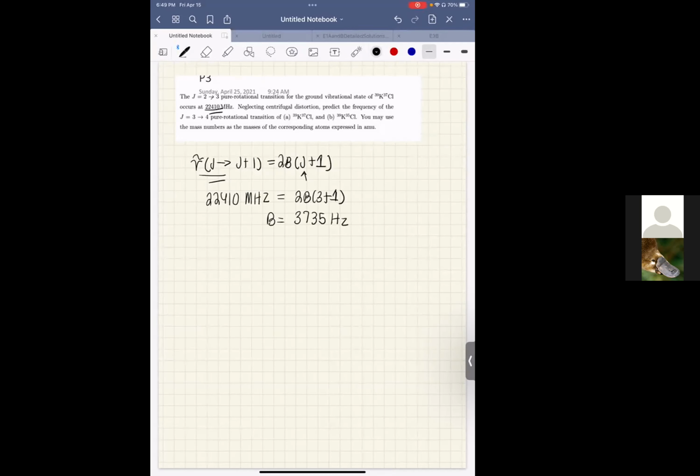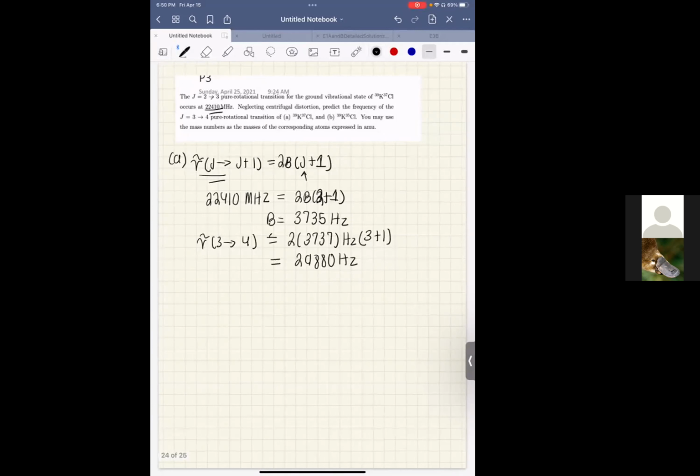Okay, so from here, we can plug into our equation for 3 to 4, and we would get 2 times 3, 7, 3, 7 hertz. Oh, sorry, this is a 2 here. And then that's the previous energy level, which is 3 plus 1. You will find this is equal to 29880 hertz. Okay, so from here, you would have solved part A.